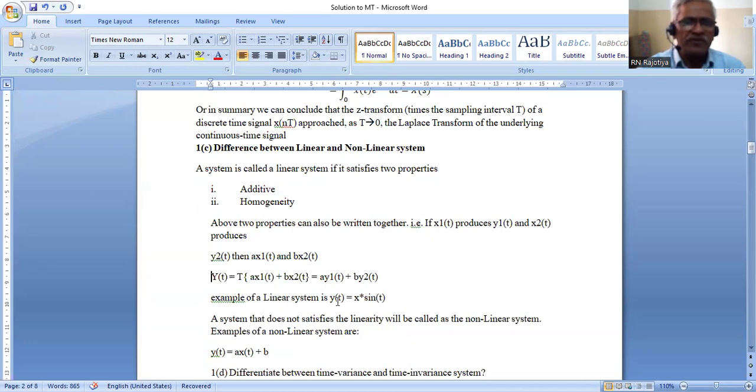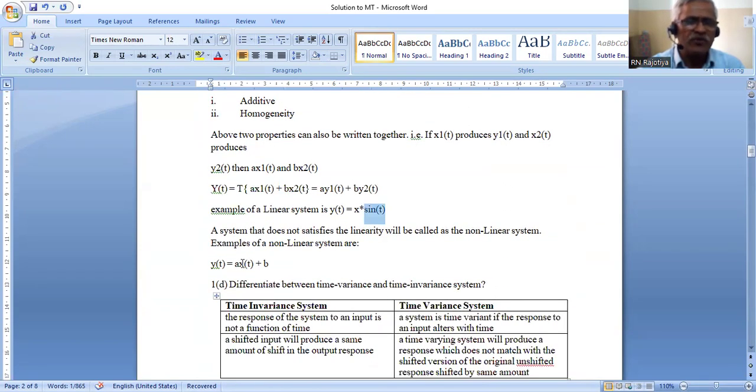An example of a linear time system, or linear system, is y(t) = x · sin(t). This is an example of a linear system. Here x is the homogeneity, with the sine signal. A system that does not satisfy linearity is called a nonlinear system. For example, if you have the equation y(t) = a·x(t) + b, this is a nonlinear system.